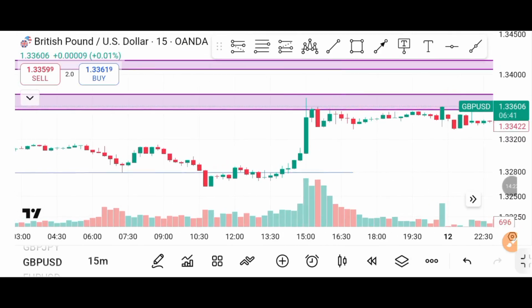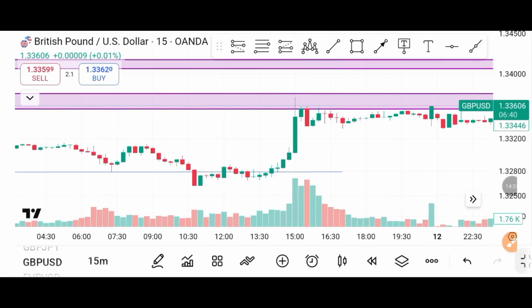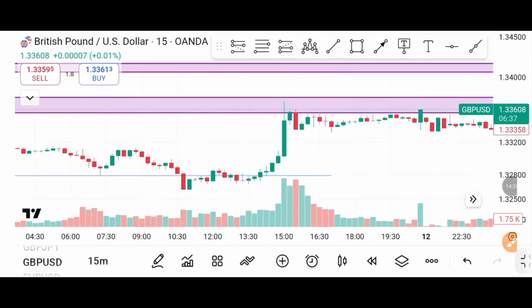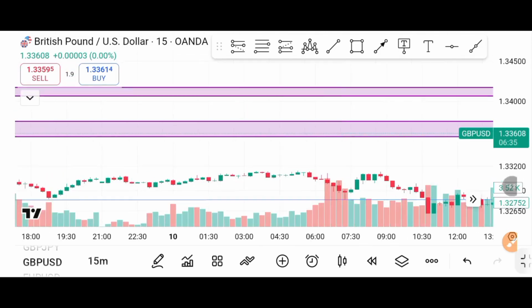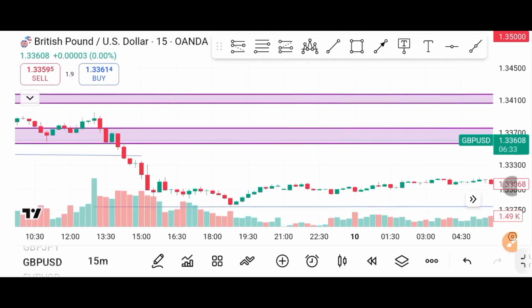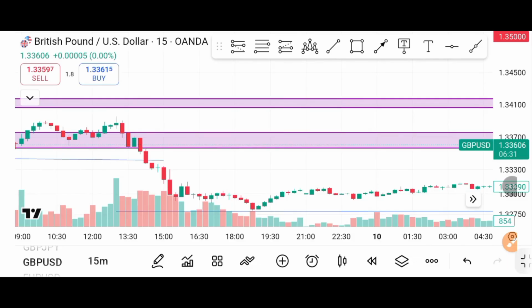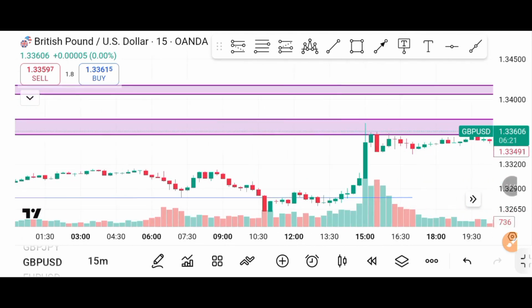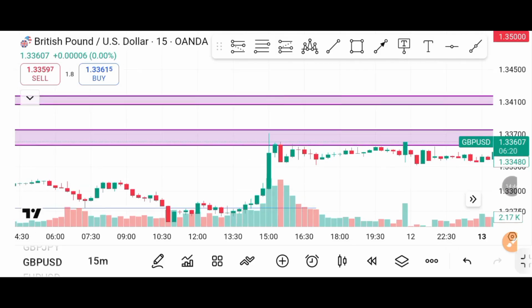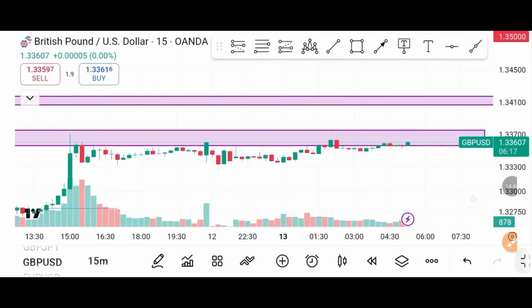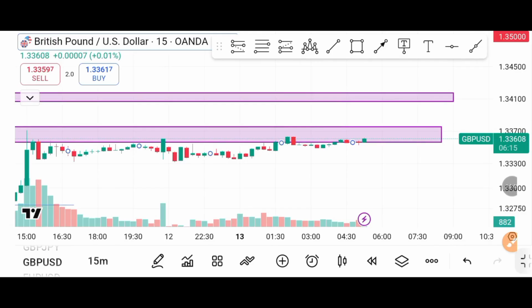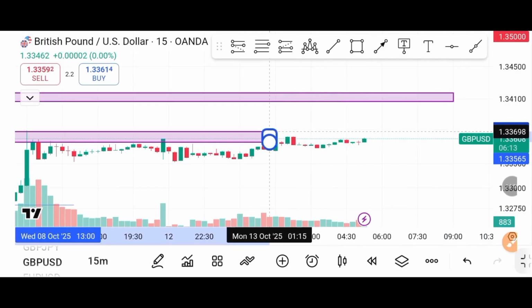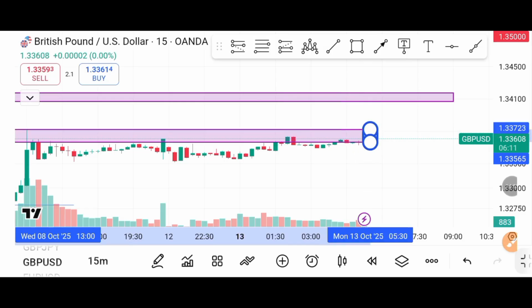So price already tapped into the first order block. So if we have to take an entry from there, we should be looking at refining these order blocks properly. So we'll just quickly refine this order block and wait for price to tap into it, and then we can possibly have a sell trade. Okay. So let's refine it. Still within the relevant area.